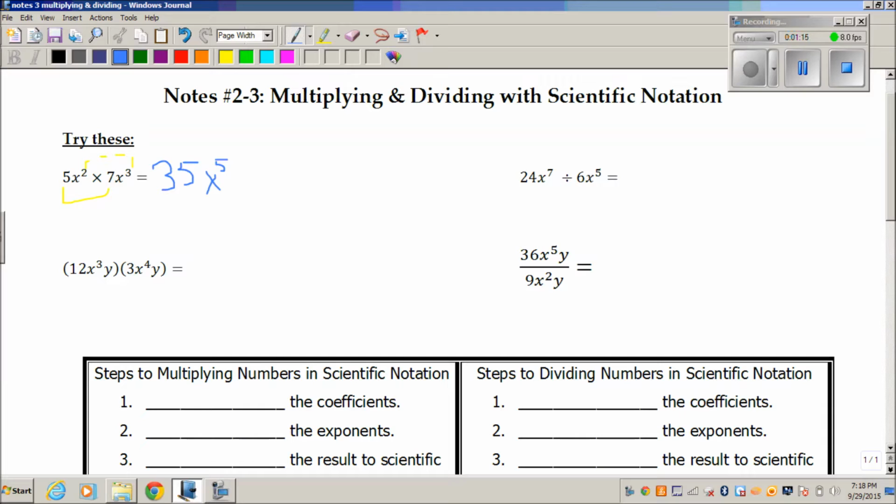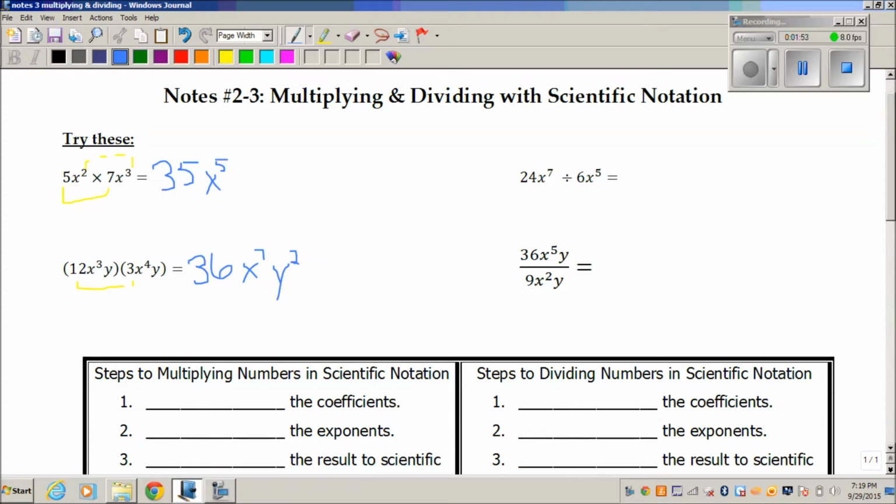Okay, so let's try that again with the next example. Here we're going to have 12x to the third y times 3x to the fourth y. So first we're going to multiply 12 times 3, and we're going to get 36. X to the third times x to the fourth is x to the seventh. Y to the first times y to the first is y squared because you add the exponents when you have like bases. Okay, so when you multiply expressions, you multiply the coefficients and add the exponents of like bases.